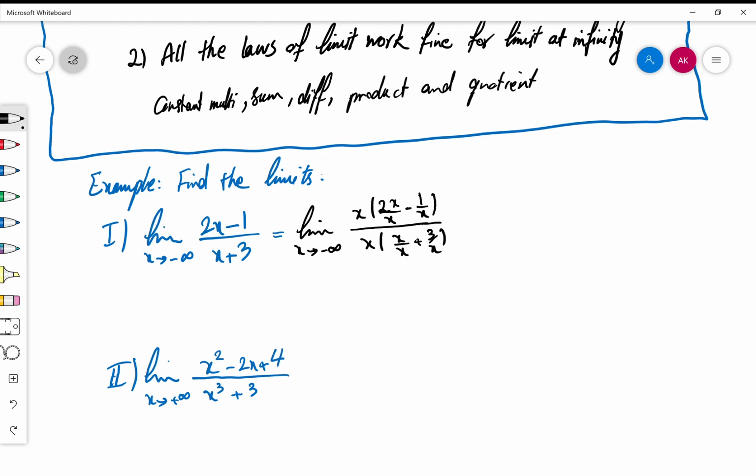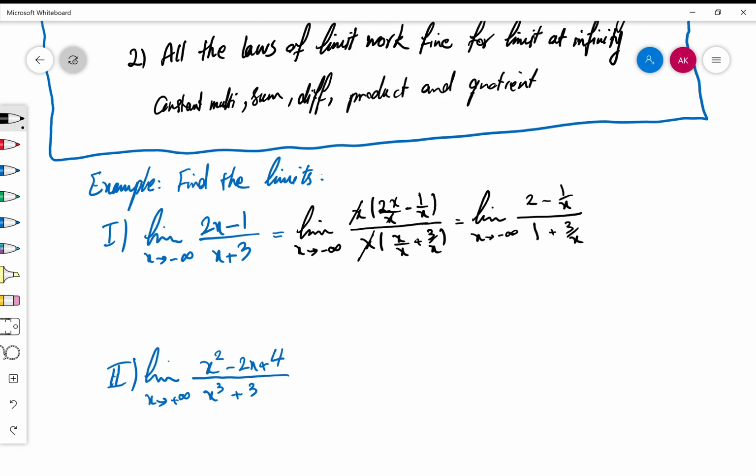When you factor out the highest power, the powers of x appear here, you can cancel. In this case, both of them are from the same power, so you can cancel both of them. Let me write this again as x goes to negative infinity. Here, 2 is the first, 1 over x is the second one. This is 1 plus 3 over x.